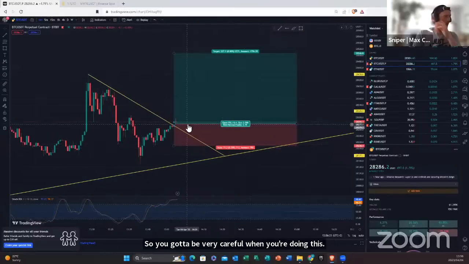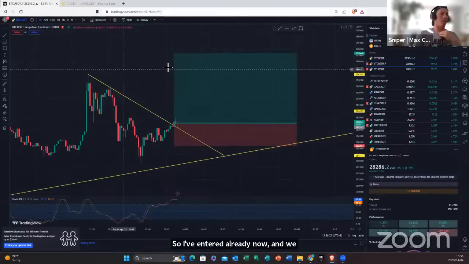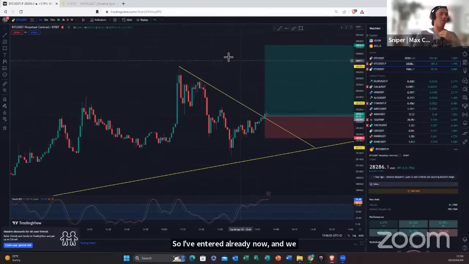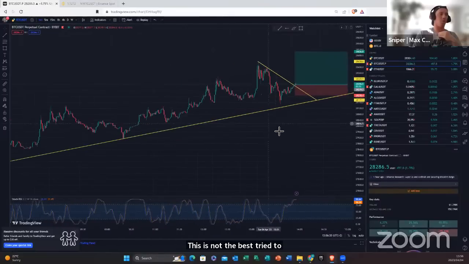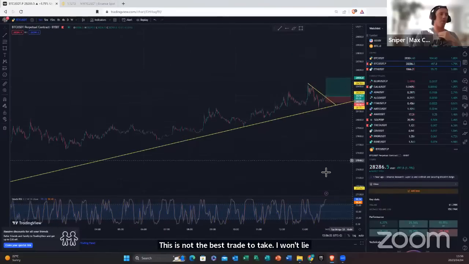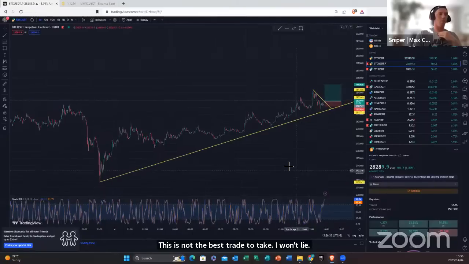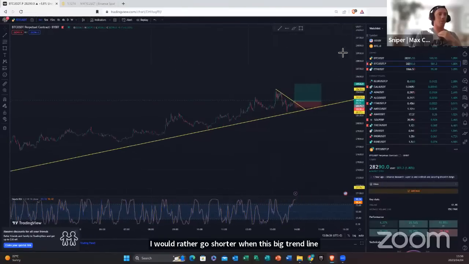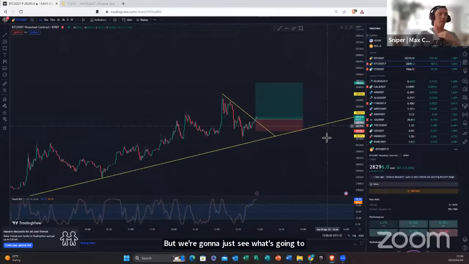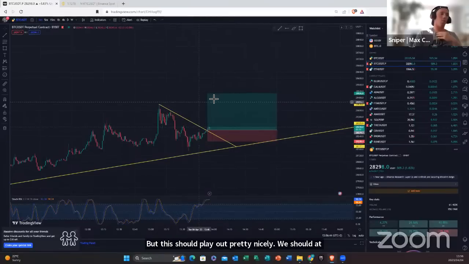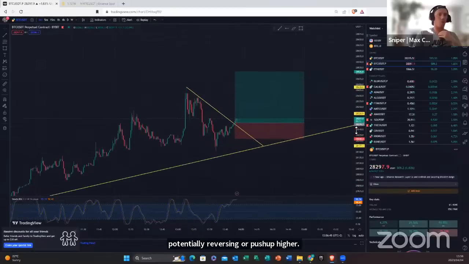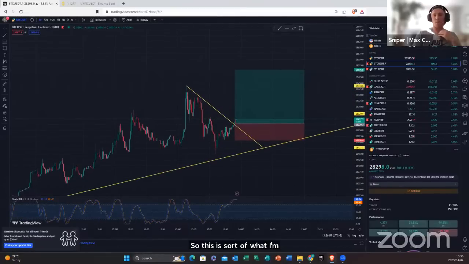So I've entered already now, and we can just watch what's happening. This is not the best trade to take, I won't lie. I would rather go short when this bigger trend line breaks, this one over here. But we're going to see what plays out in the next couple of minutes. This should play out pretty nicely. We should at least go attack these highs again one more time before potentially reversing or pushing up higher. So this is what I'm looking at. I don't know, Craig, if you want to ask some questions.